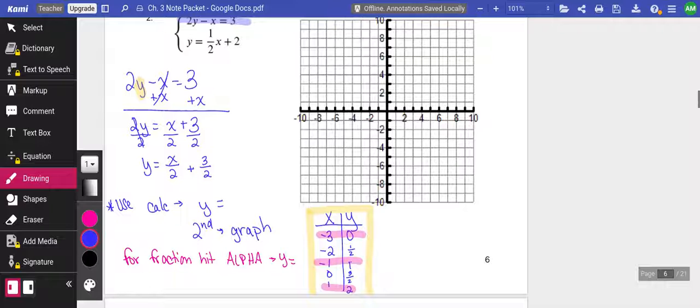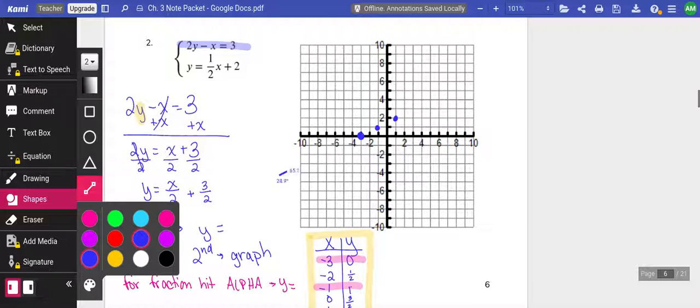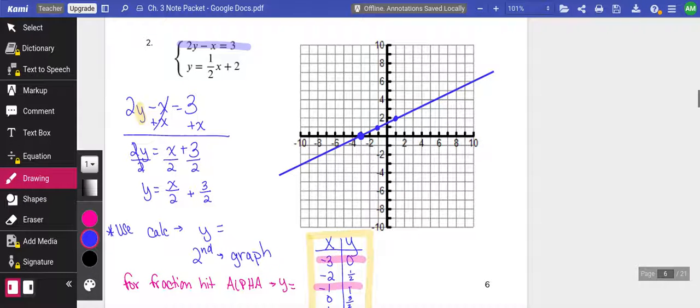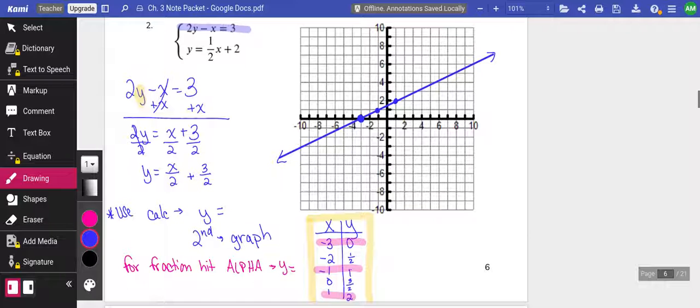So I'm going to graph (-3, 0). That's right here. Then I'm going to graph (-1, 1) and (1, 2). Now you could have more points on this graph. Usually I like to have about 5, but 3 points technically work. Technically 2 points make a line. So I'm going to connect those with a line, drawing my arrows, and I'm going to write my original equation on this line. 2y minus x equals 3.